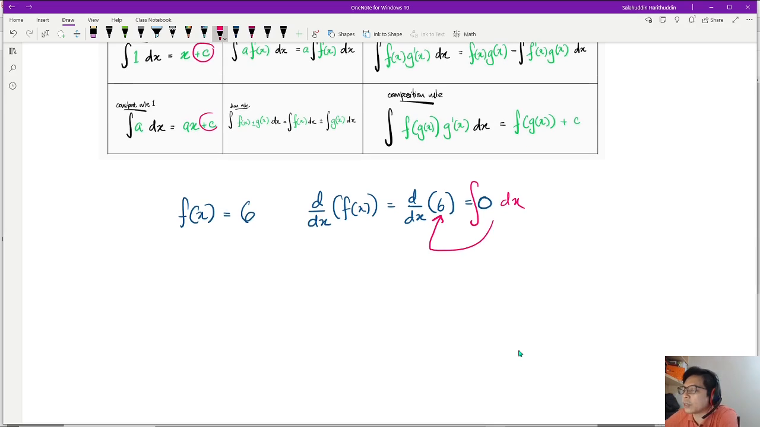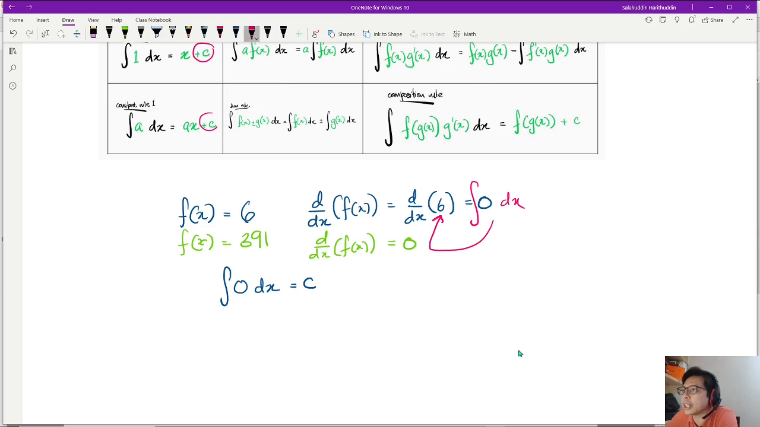Okay, so that's why in the zero rule, if you integrate something that is 0, you'll get a constant. You don't know what this number is. Imagine if you have another function f of x equals 391, for example. When you differentiate that, you're going to get 0 too. Okay, so that's why whenever we integrate 0, you'll always get a constant.